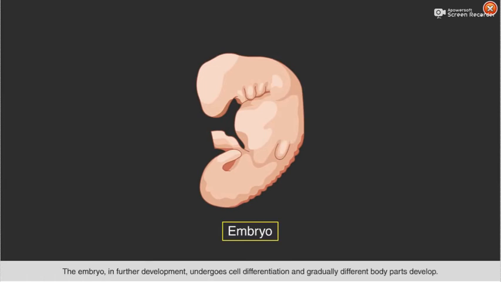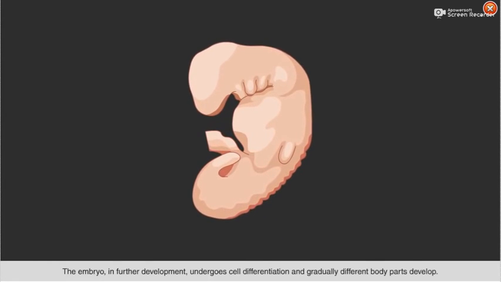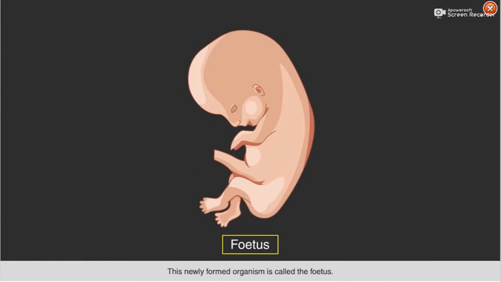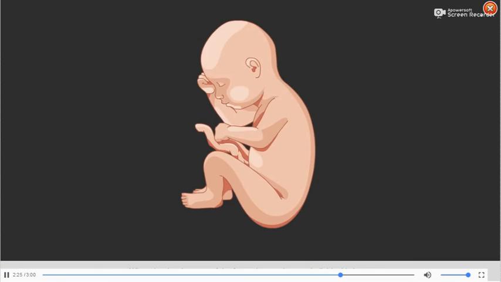The embryo in further development undergoes cell differentiation and gradually different body parts develop. This newly formed organism is called the fetus. When the development of the fetus is complete, an individual is born.